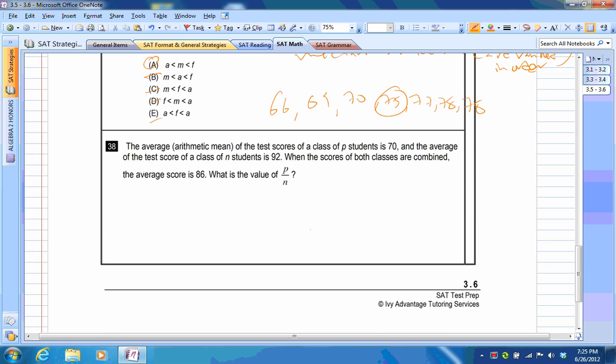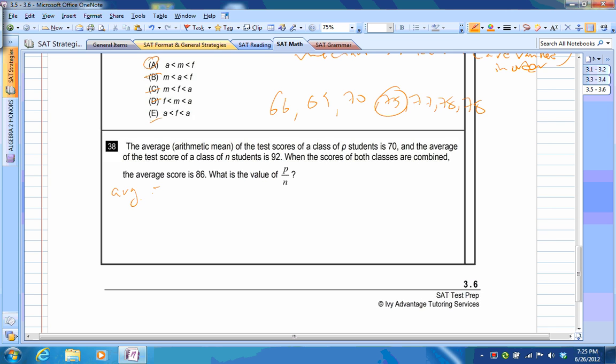And then we've got a challenging one here, number 38. The average of test scores of a class of P students is 70. The average of test scores of a class of N students is 92. When the scores of both classes are combined, the average score is 86. What is the value of P divided by N? Okay, so here's what we do.